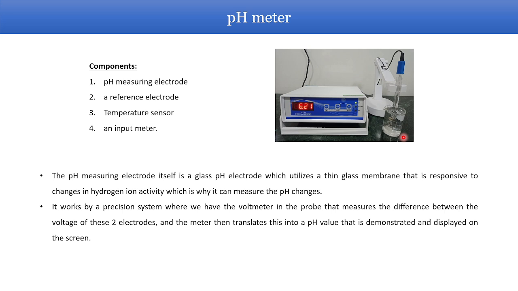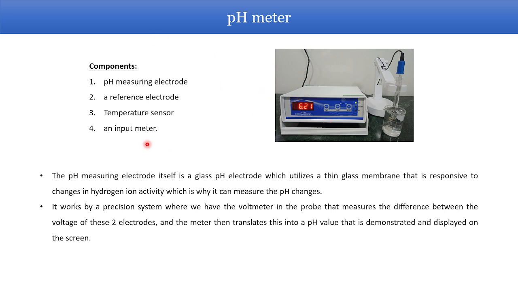You have a temperature sensor and an input meter that will tell you the pH of the solution. The pH measuring electrode is a glass electrode that uses a thin glass membrane that is responsive to changes in hydrogen activity, which is why it measures pH changes. It works by a precision system where a voltmeter in its probe measures the difference between the voltages of the two electrodes, the measuring electrode and the reference electrode, and this meter translates it into a pH value, which you see displayed on the screen.